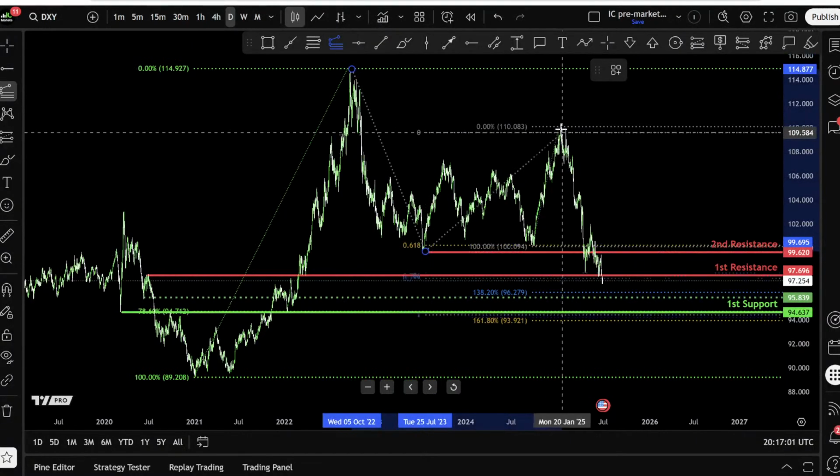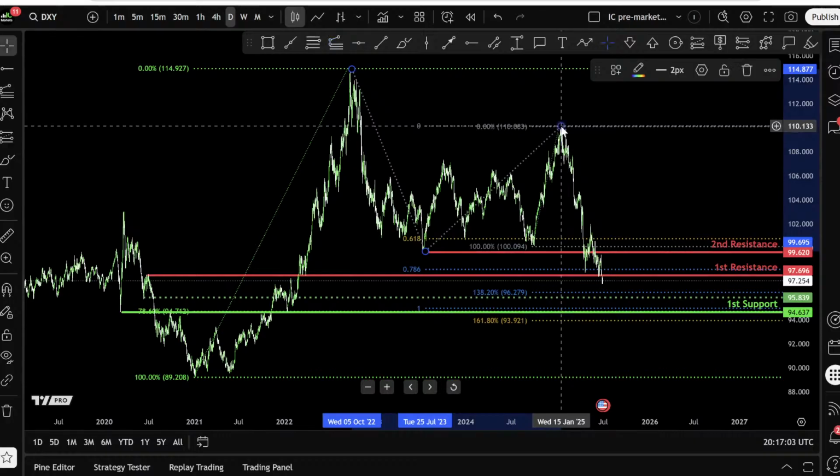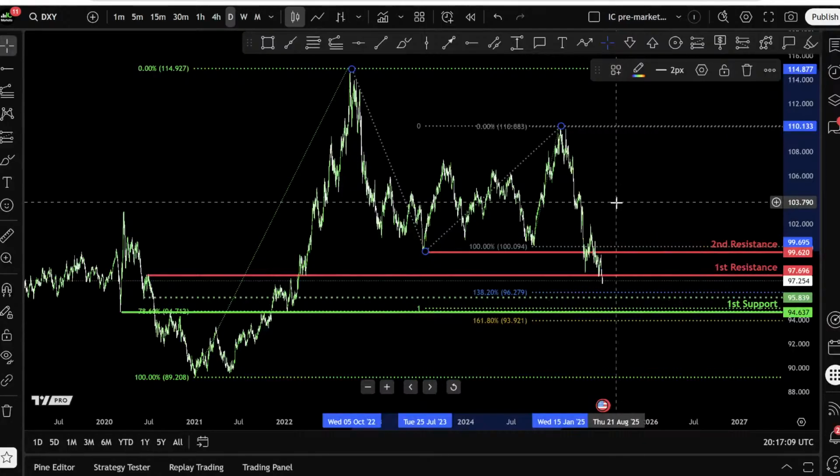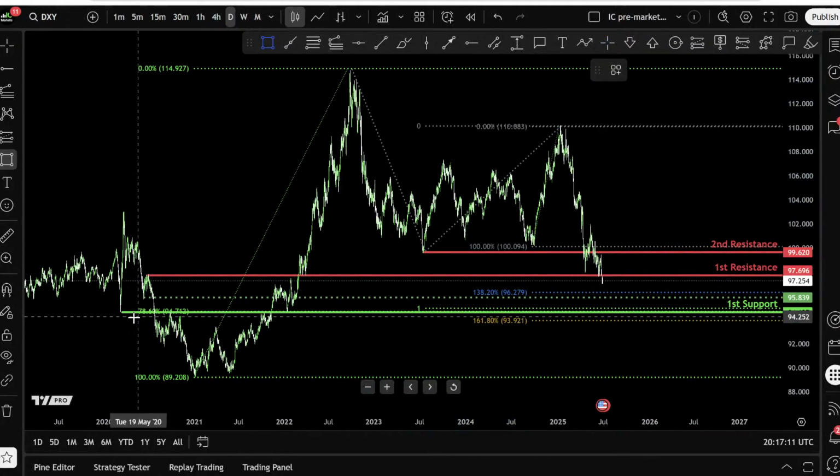Might do another projection over here. So you can see my 100% lines up with the first support as well. So over here at our first support, we have a pretty big confluence area.